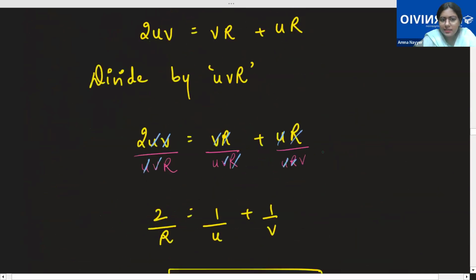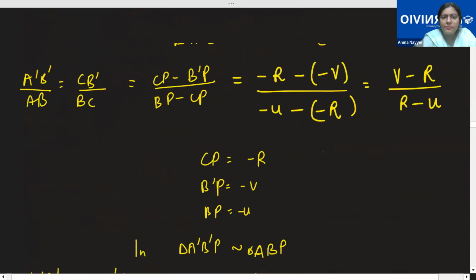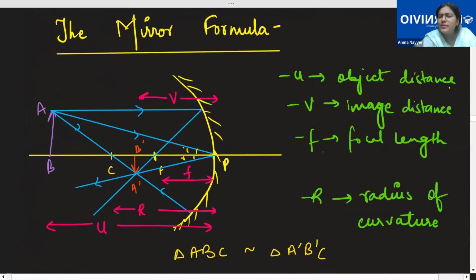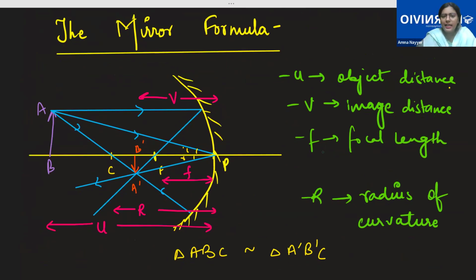Magnification I'll discuss later. First, all of you copy it till here. And this derivation is asked in the exam. Mirror formula derivation is especially asked. Magnification is least asked. When numericals on magnification are asked, I'll tell you what kind of questions come. First, all of you write it.